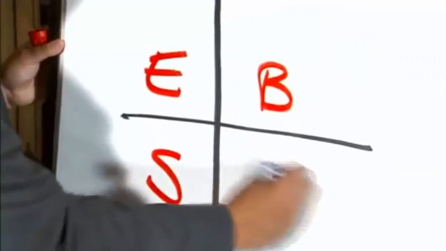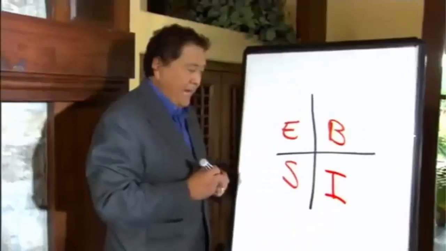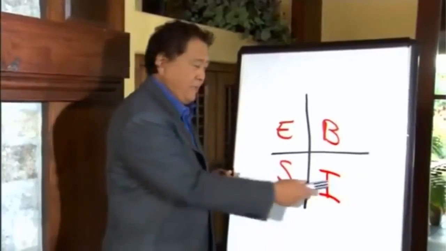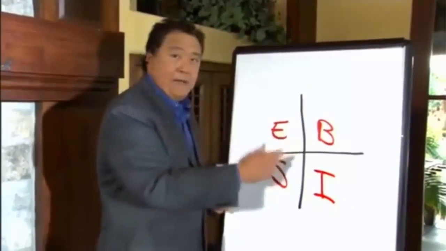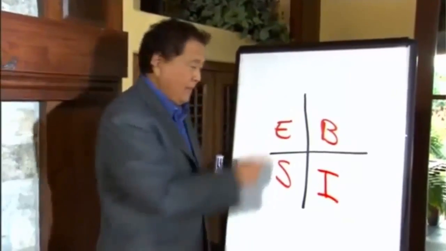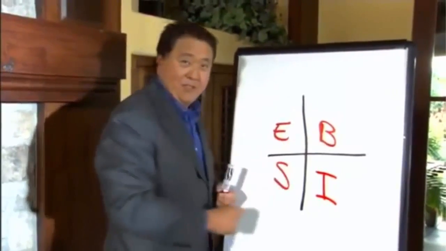And then the 4th of the quadrant is the I, and I stands for investor. These are people who have money work hard for them. These people have people work hard for them. And these are the people that work hard for the rich.